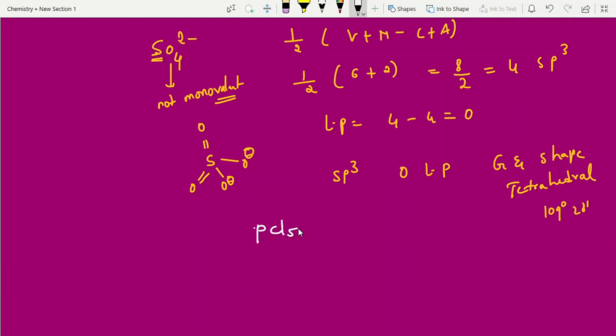PCl5 molecule. Next, PCl4 plus, PCl6 minus. Next, IF7, ClF3. Five examples you can try.